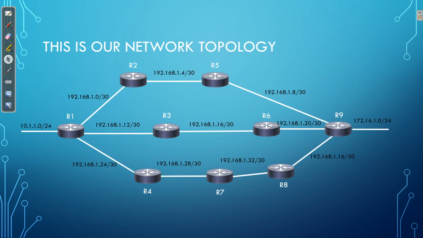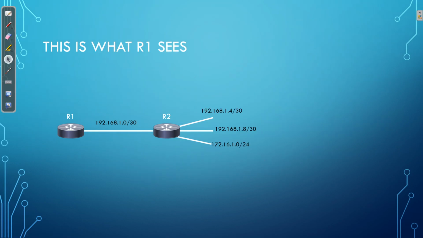So going back to our example network topology, this is what our network topology looks like. However, with distance vector routing protocols, let's take R1 as an example. R1 doesn't see this entire network topology, no. With distance vector routing protocols, R1 instead sees this. So this is what R1 sees.